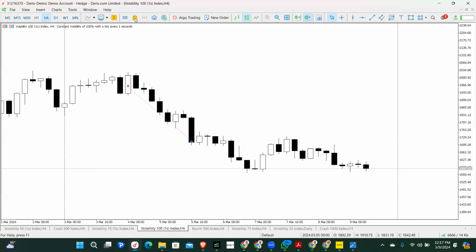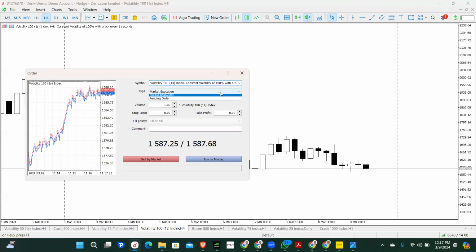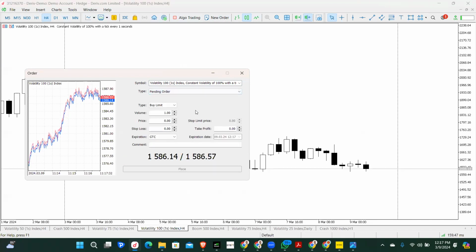All right, so let me see. I just want to pick an arbitrary buy. I don't want to buy by market order because I did not do analysis, so let me buy by pending order. I'll buy by buy limit so that I'll be able to buy below the current market price.